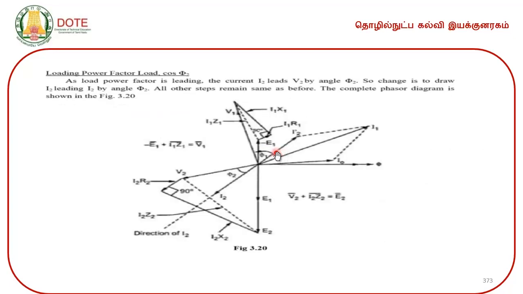Now, the third case is leading power factor. As the load power factor is leading, the current I 2 leads V 2 by angle phi 2. So, the change is to draw I 2 leading by an angle phi 2. All other steps remain same as before. The complete phasor diagram is shown in figure 3.20.